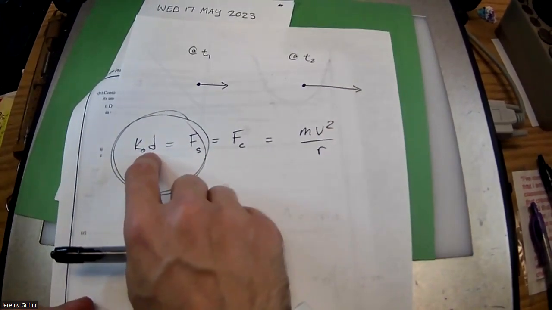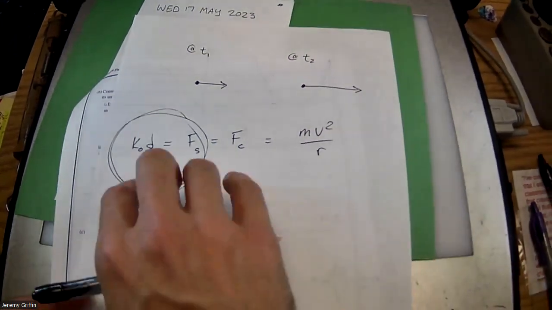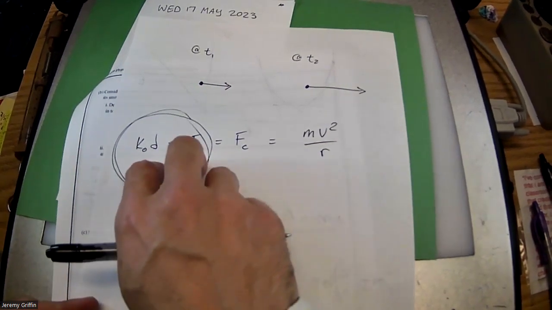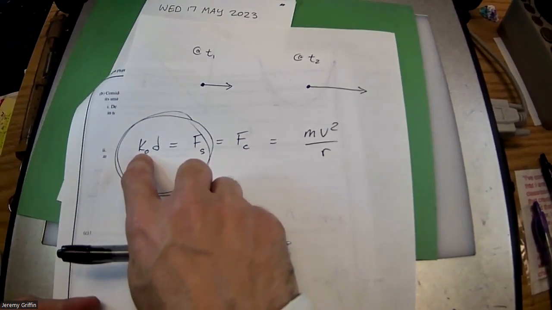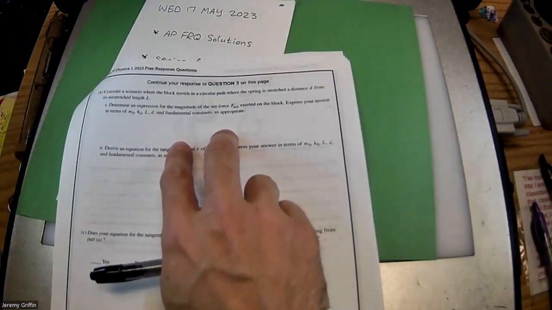They just wanted you to write k times d. You may have just overthought it if you missed that. That's all they were looking for. The spring force, which is the net force, is the spring constant times the stretch distance. That's it.